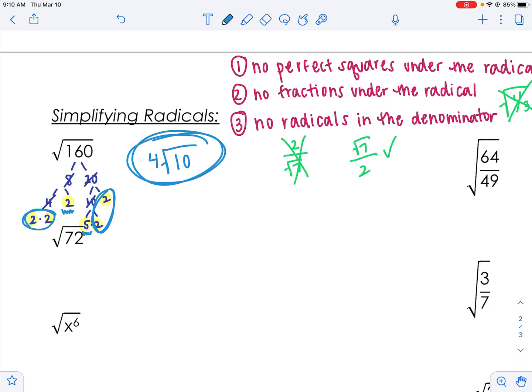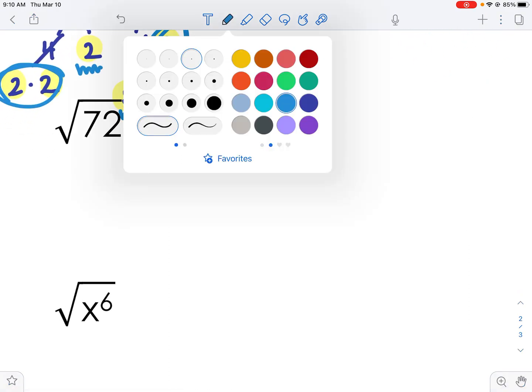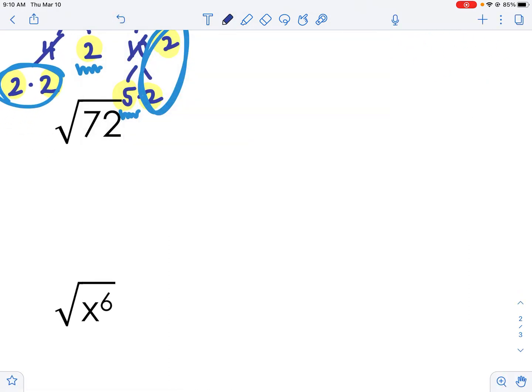Now, we're going to do some more. So if you're freaking out, don't worry. We're going to keep on going. Let's take a look at the next one, the square root of 72. So ask yourself, what times what would give you 72? And that'd be 8 times 9.